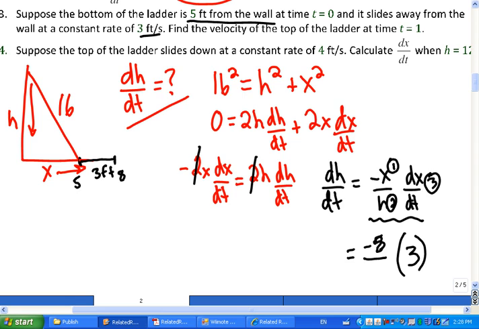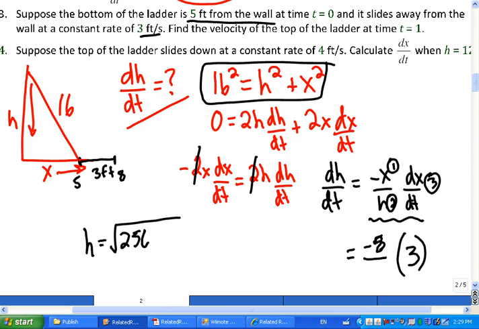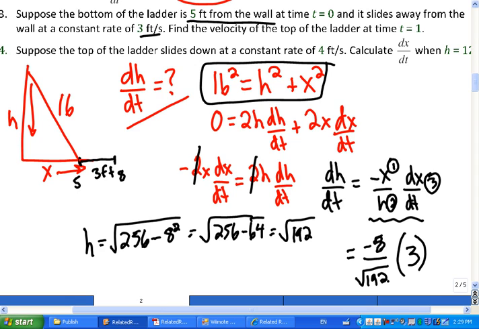Okay? The value for h, well, here's something that might help. We can just do some trigonometry like Pythagoras theorem to find that value for h. So this would say h is the square root of 256 minus x squared, which is 8 squared. So that's 256 take away 64, which is square root 192. So that's the missing piece that we were still looking for.